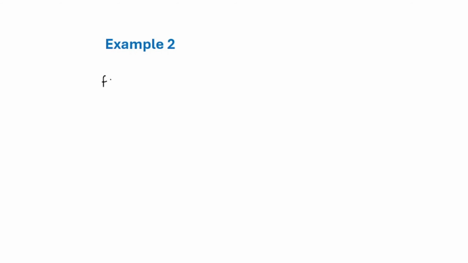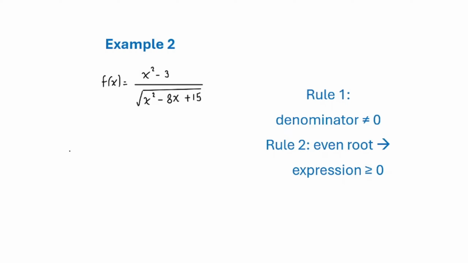Now let's move to example 2. We have f of x equals x squared minus 3, all over the square root of x squared minus 8x plus 15. Here again we have a denominator and a square root, so we impose both conditions. The denominator must be different from 0, so we write the square root of x squared minus 8x plus 15 is not equal to 0, and the expression under the root must be greater than or equal to 0. So we write x squared minus 8x plus 15 is greater than or equal to 0.